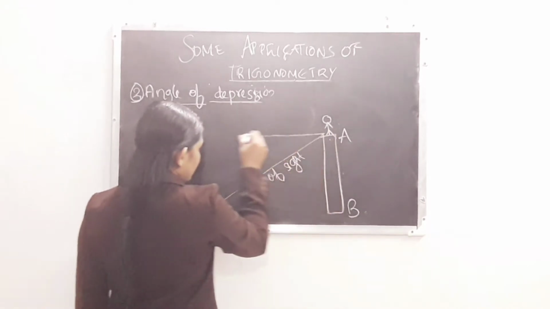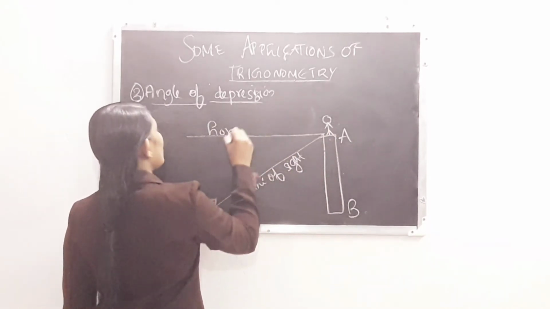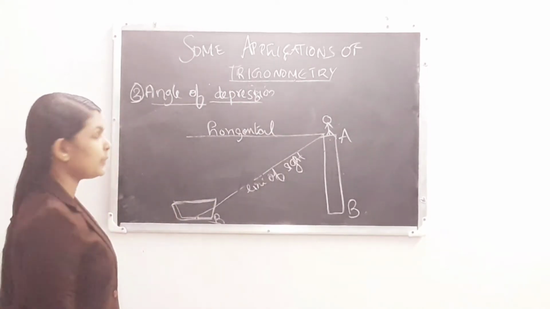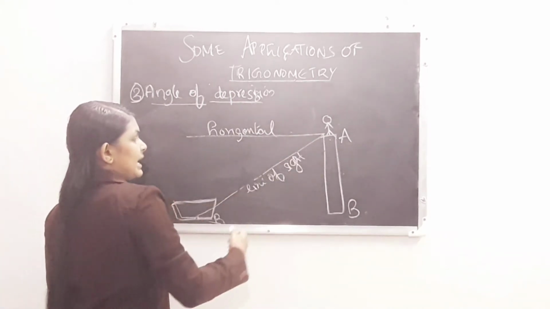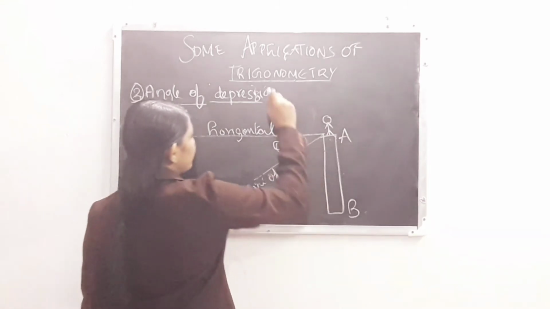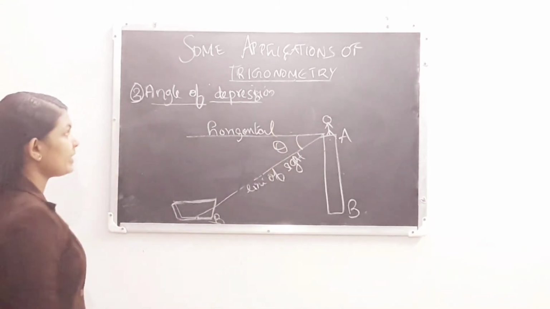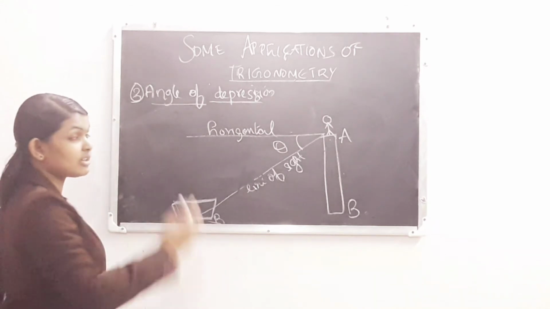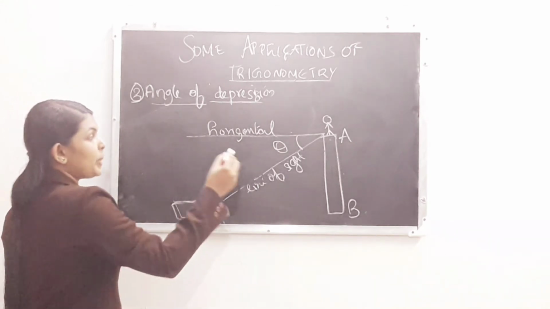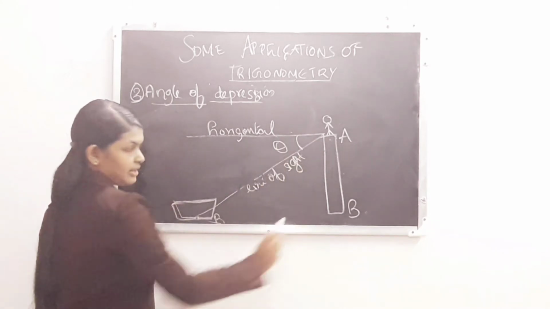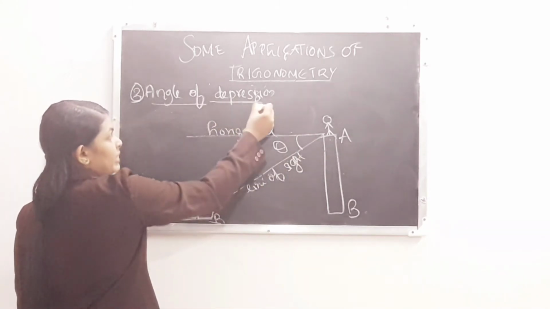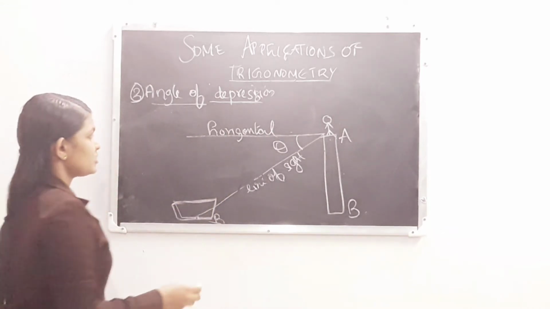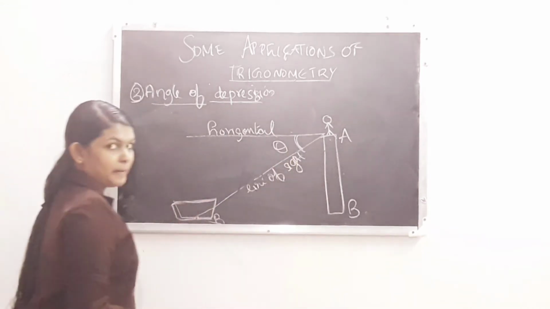Now this is the horizontal. Now the angle made between the horizontal and the line of sight can be termed as angle of depression. The main difference between the angle of elevation and angle of depression is that in the case of angle of elevation, the object to be viewed is above the horizontal. But in the case of angle of depression, the object to be viewed is below the horizontal. So this is the angle of depression.